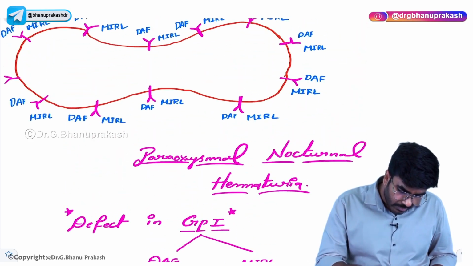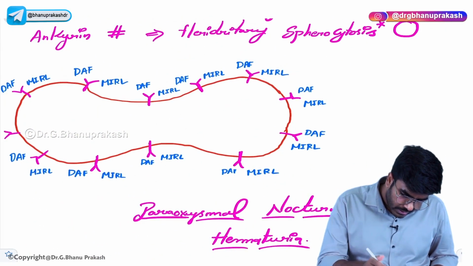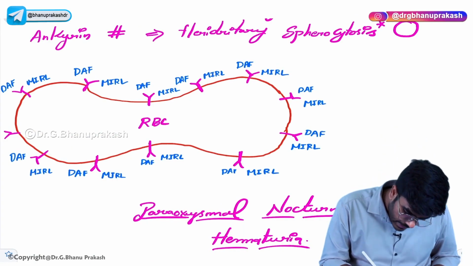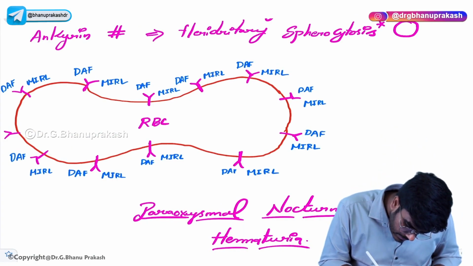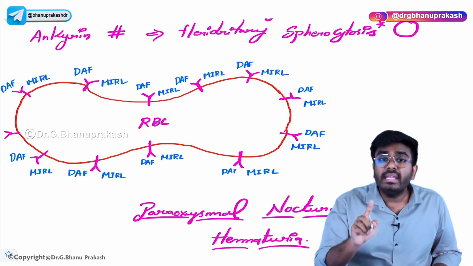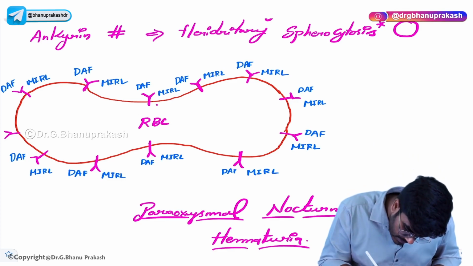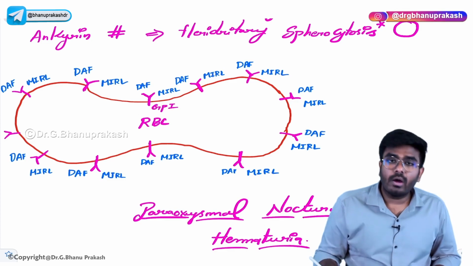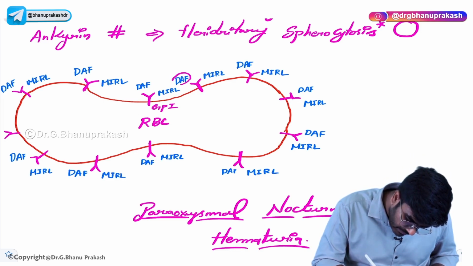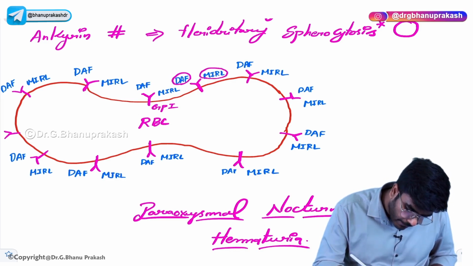Normally on the surface of RBC, see, I am showing you here the healthy RBC. Now, this healthy RBC on its surface has this pink colored antibody shaped structure. Okay, it's not an antibody, it's actually GPI. Okay, this is GPI. Now, this GPI has two hands. With one hand, it holds DAF and with the other hand, it holds MIRL.